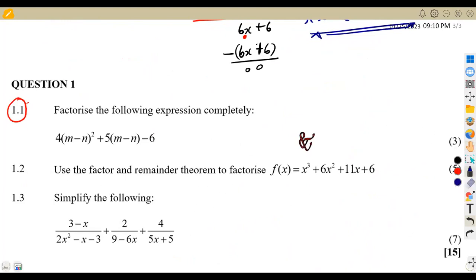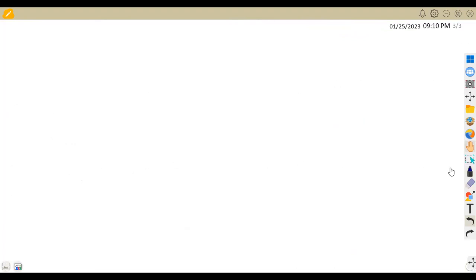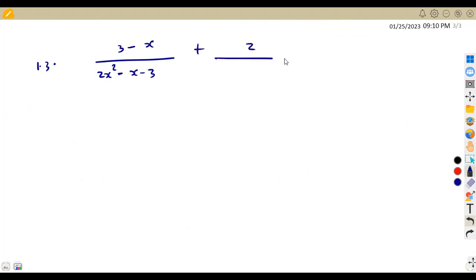Okay, so we have to simplify these. I'm just going to remove this so that we can simplify our expressions aside. All right, so I'm just going to rewrite the whole of question 1.3 so that we can try by all means to work it aside together. It was given as an expression of 3 minus x, everything over 2x squared minus x minus 3, plus 2 over 9 minus 6x, plus 4 over 5x plus 5.